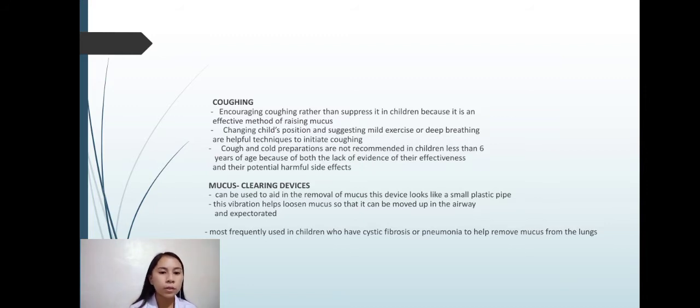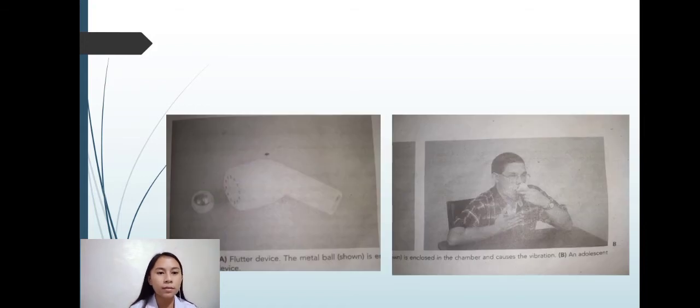So mucus clearance devices can be used to aid in the removal of mucus. This device looks like a small plastic pipe. The vibrations help loosen mucus so that it can be moved up in the airway. So it is most frequently used in children who have cystic fibrosis or pneumonia to help remove mucus from the lungs.